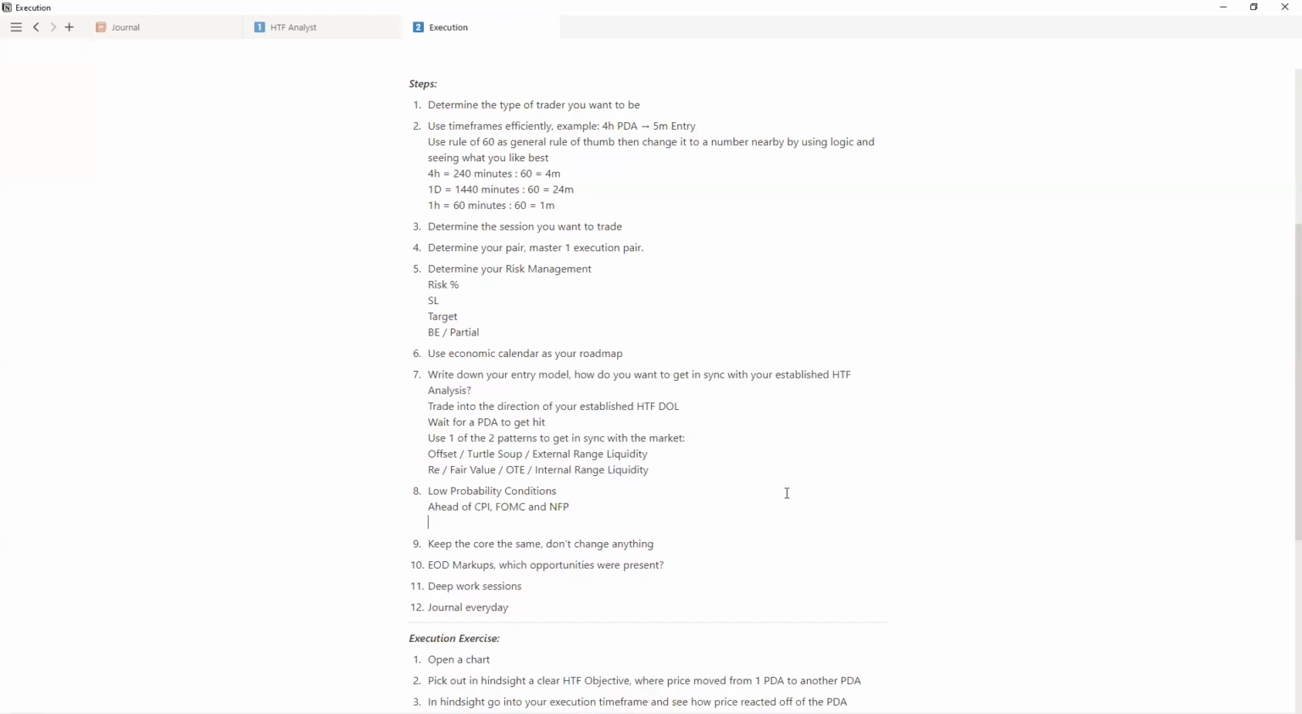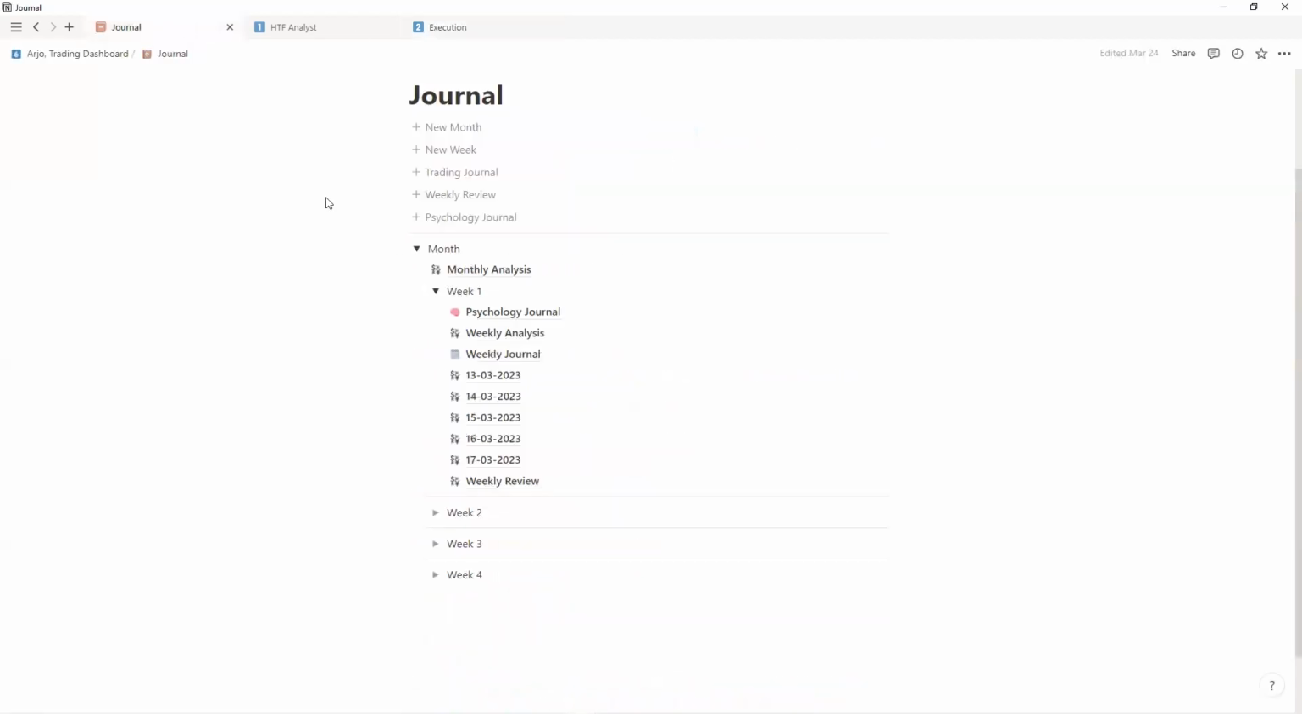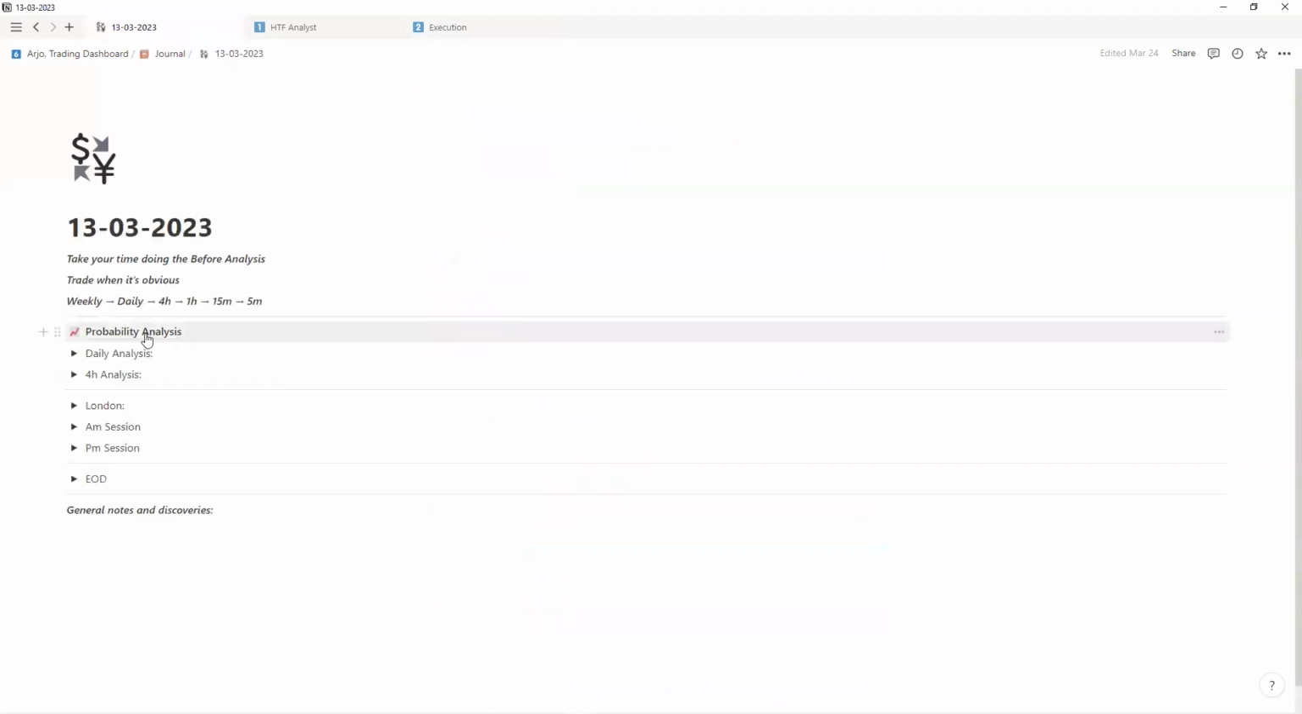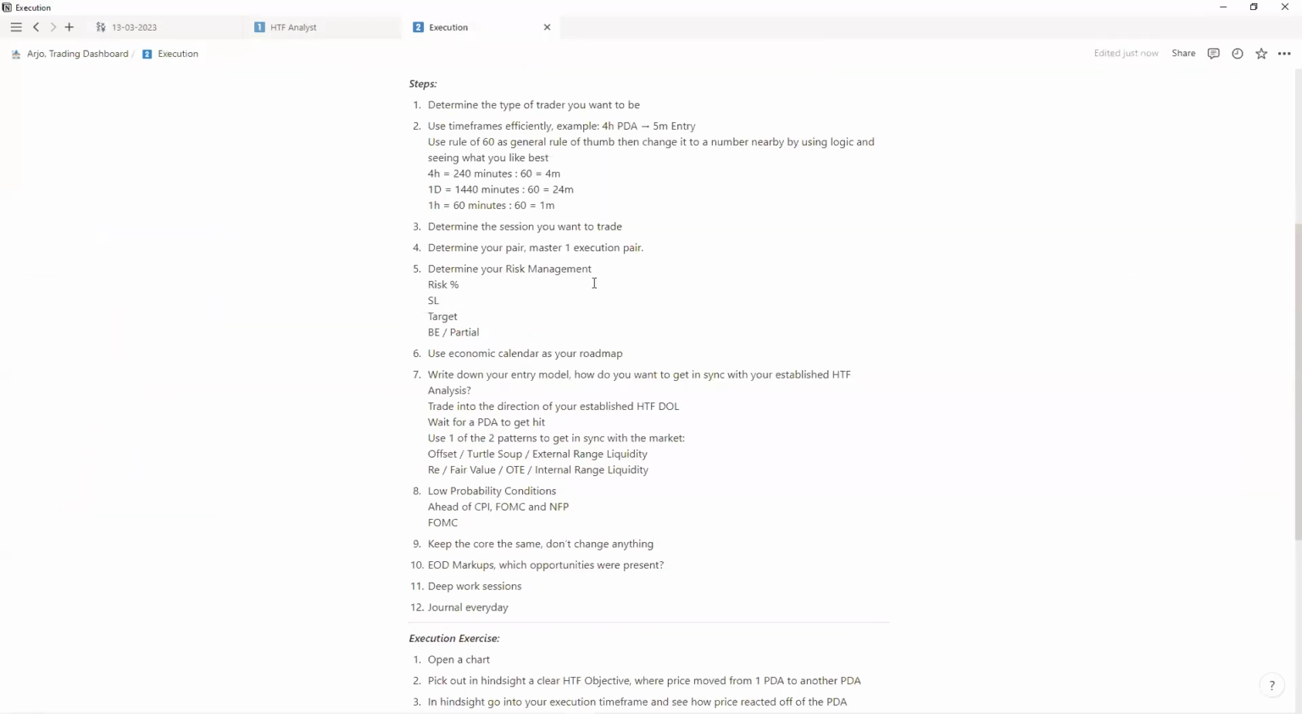So that's very important. I'm just going to name, as well, that my own low probability conditions are in here. So you can check them out if you want. They are right here in the trading dashboard, journal, and then right here. So you can check those out if you want.